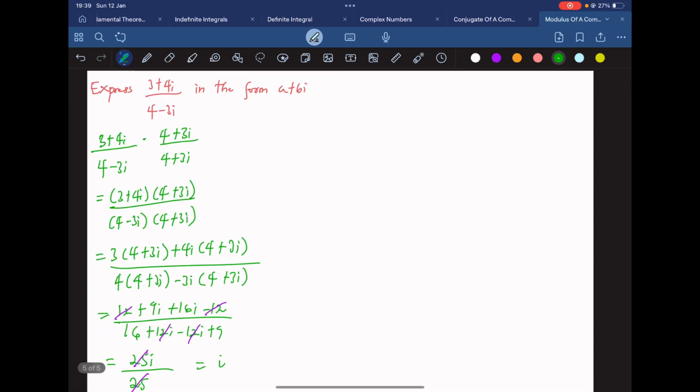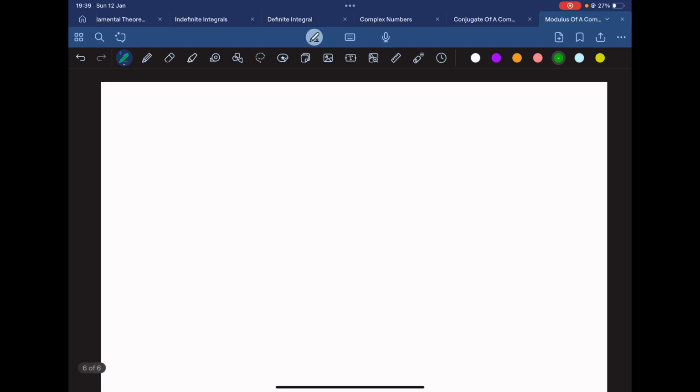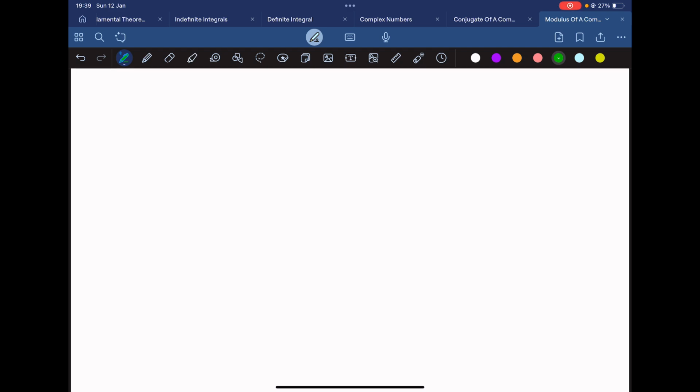Okay, now let us look at our last question. So for our last question, it says that if x plus yi is equal to (a minus bi) over (a plus bi), and now x minus yi is equal to the square root of (1 minus i) dividing (1 plus i), we have to show that x squared plus y squared is equal to 1 in both cases.